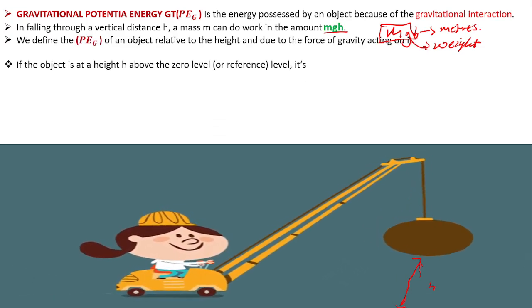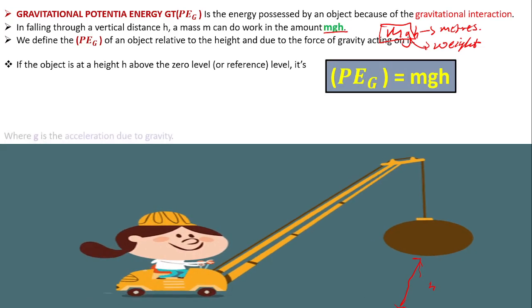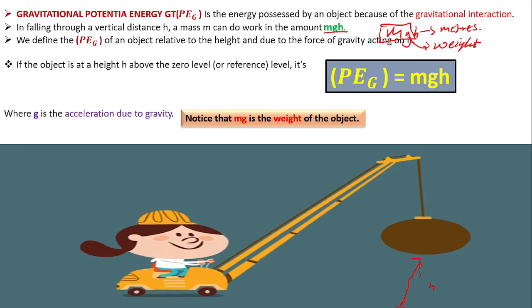So potential energy is relative to the height, and this is due to the force of gravity acting on it. That's the formula of potential energy, mgh, where g is the acceleration due to gravity, which varies. It can be 9.81, in other books 9.8, and in others just 10. So make sure that you check the units and value given. Notice that mg is the weight of the object, which is the same as the force, because weight is also an example of a force.